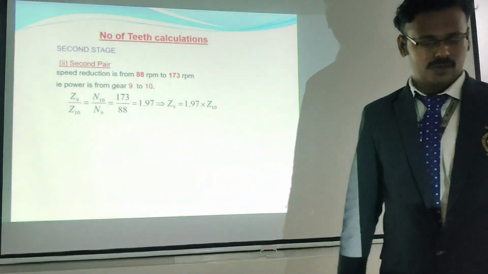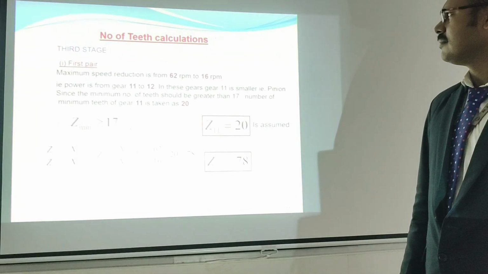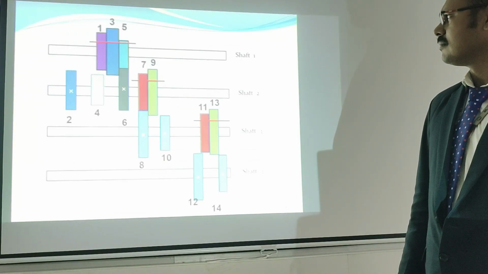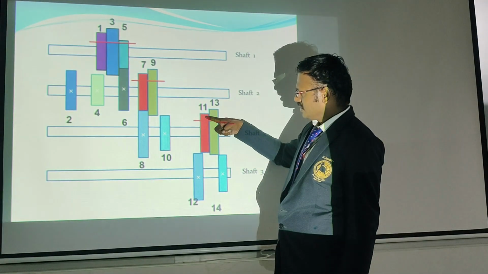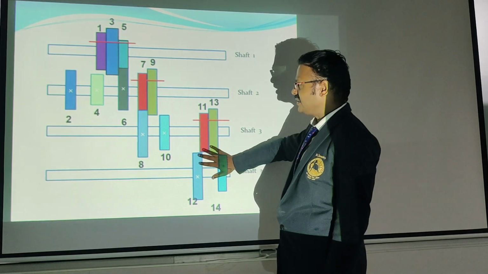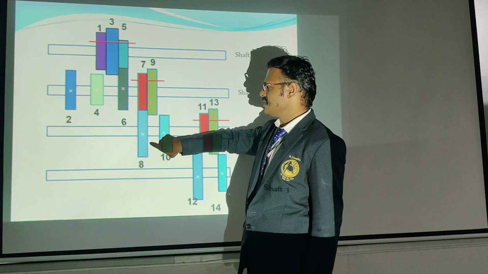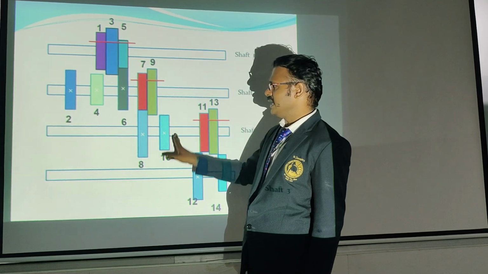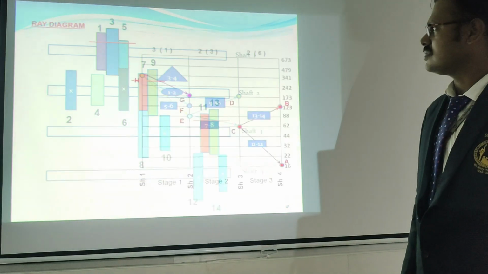Already we know one rule in the kinematic diagram. Already we have seen one thing: Z11 plus Z12 equals Z13 plus Z14. Like that, here also I can use that formula: Z7 plus Z8 equals Z9 plus Z10. I'm going to use that same formula here also.